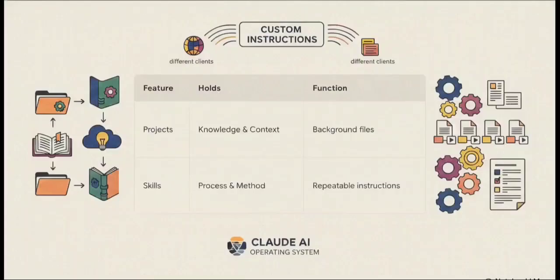Now, this brings up a confusing distinction for a lot of folks, the difference between projects and skills. Custom instructions are broad, but what if you're juggling a bunch of different clients? That's exactly where projects come in. Projects hold your knowledge and context, things like specific brand guidelines or background files. Skills, on the other hand, hold your execution processes. They are the repeatable, portable instructions for doing a specific recurring task the exact same way every single time, like generating a perfectly formatted business proposal from just a few rough bullet points.